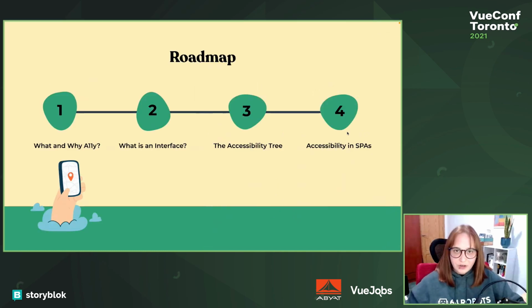The roadmap for this talk is going to be the following. First, we are going to talk about what is accessibility and why should we care. After that, we're going to discuss what is an interface. Then we're going to talk about the accessibility tree. And to finish, we're going to talk about some considerations we should take when building single-page applications, such as the ones we build with Vue.